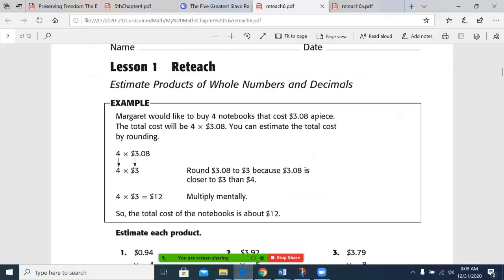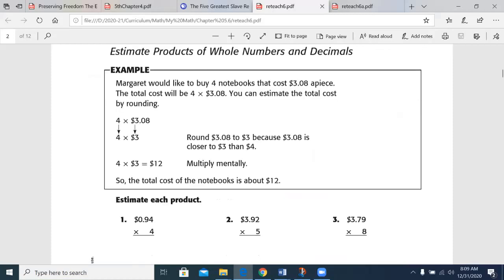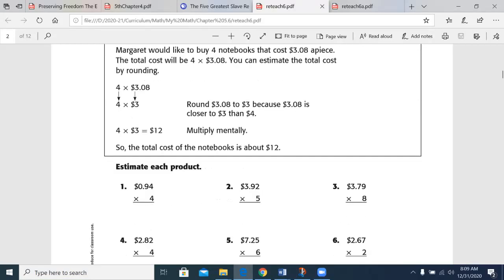We're in a new unit now, and in this unit we're going to be starting off with multiplication of decimals. And the first lesson was on estimating products of whole numbers and decimals. This really should be no different than when we did estimating in other lessons and other chapters. We just have to round one of the numbers. So let's do a couple together.